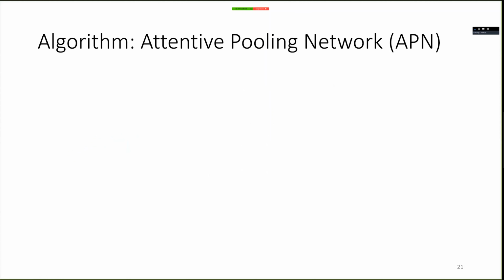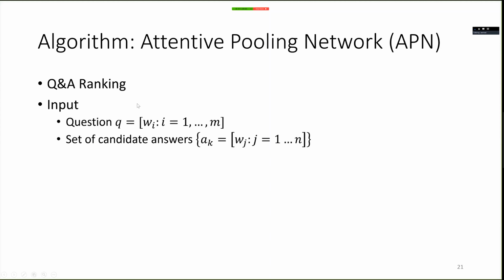Let's talk about the original algorithm, because this work was inspired by the original algorithm, which is the attentive pooling network. This algorithm was first presented in information retrieval, particularly in the question answering task. It works like this: given a question Q, you have a set of possible answers, and you want to select the answer with the highest score relative to the question. So we just rank them. How does the algorithm actually work?